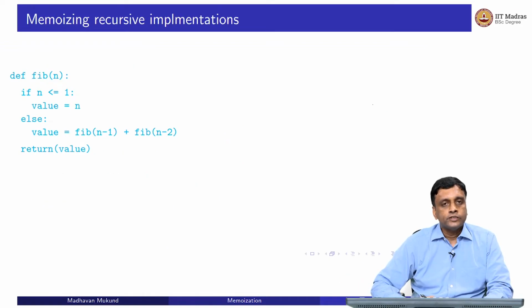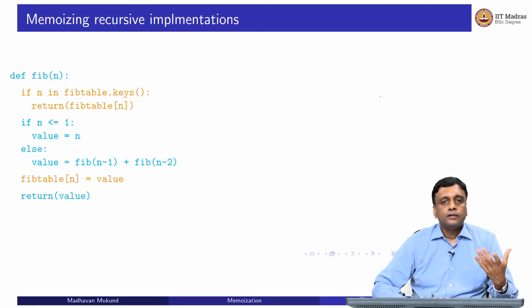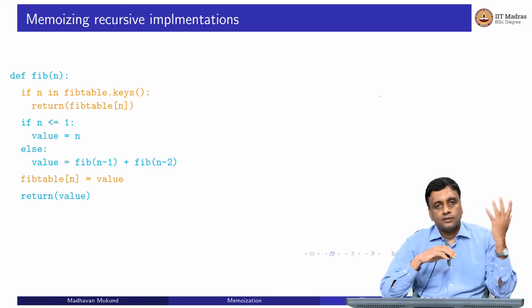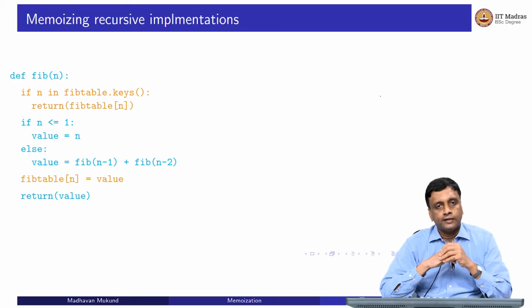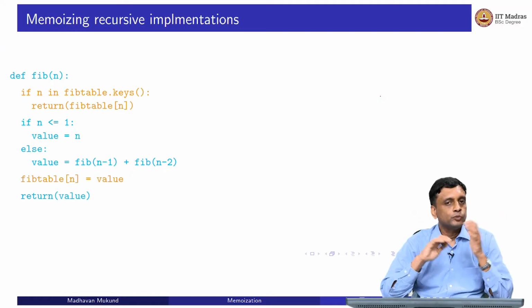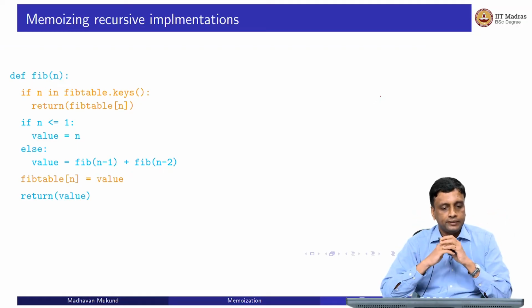So this was our original Fibonacci, right. It was just a naive recursion. It just said that if n is less than or equal to 1, then return the value as n itself, otherwise do the recursive computation. Now we have to embed this table in it, right. So we will assume that we have this dictionary called fib table, which is defined outside. So I am not going to define it inside. So it is a kind of global dictionary. Let us assume that it is available to us and it is initially empty, right.